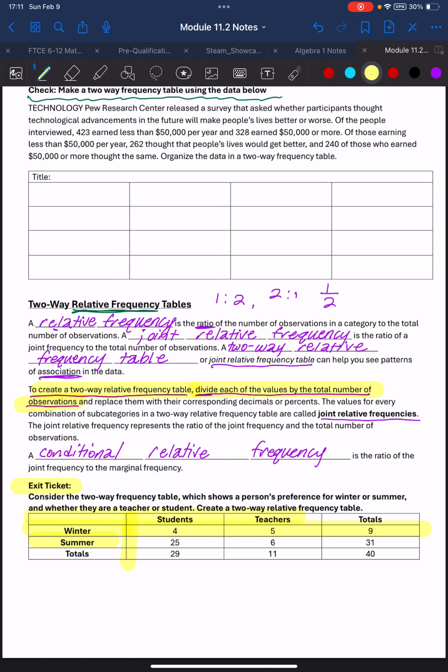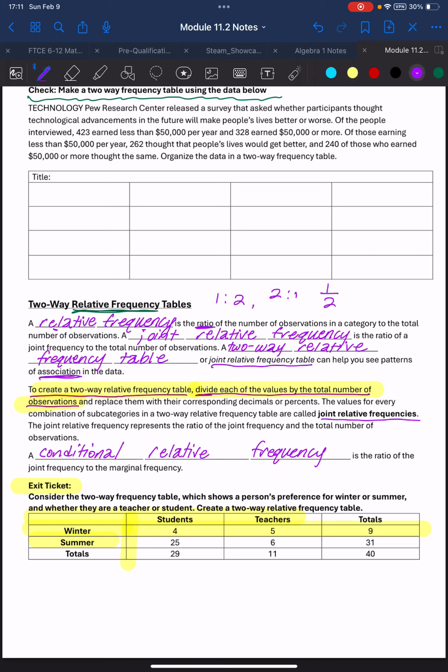Let's get started. Let me change my pen here. Remember, I'm going to go over again. It says to create a two-way relative frequency table, you have to divide each of the values. Okay, so these are our values right here, by the total number of observations. All right. Our total number of observations is this right here.